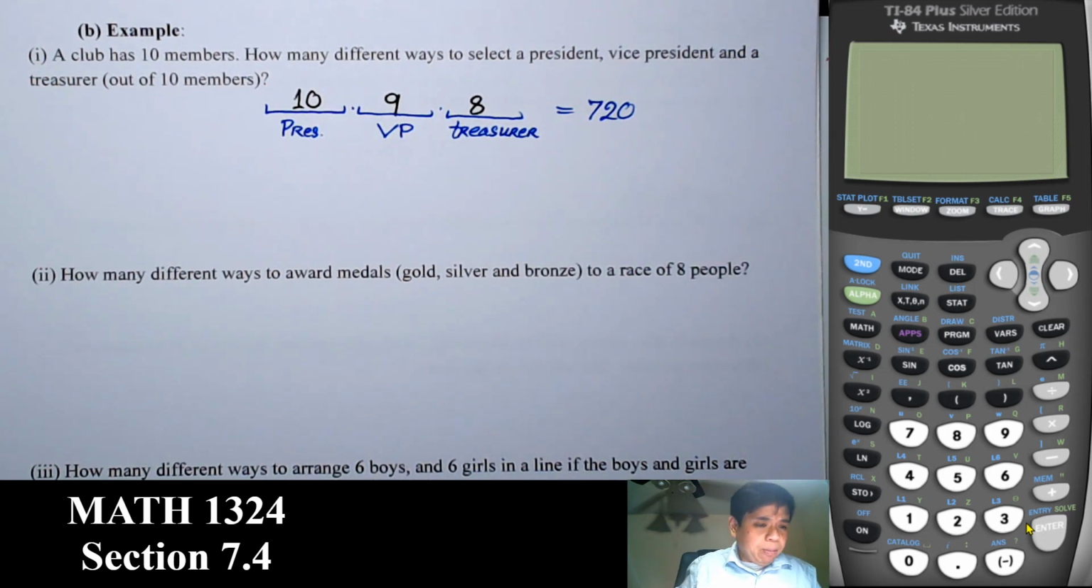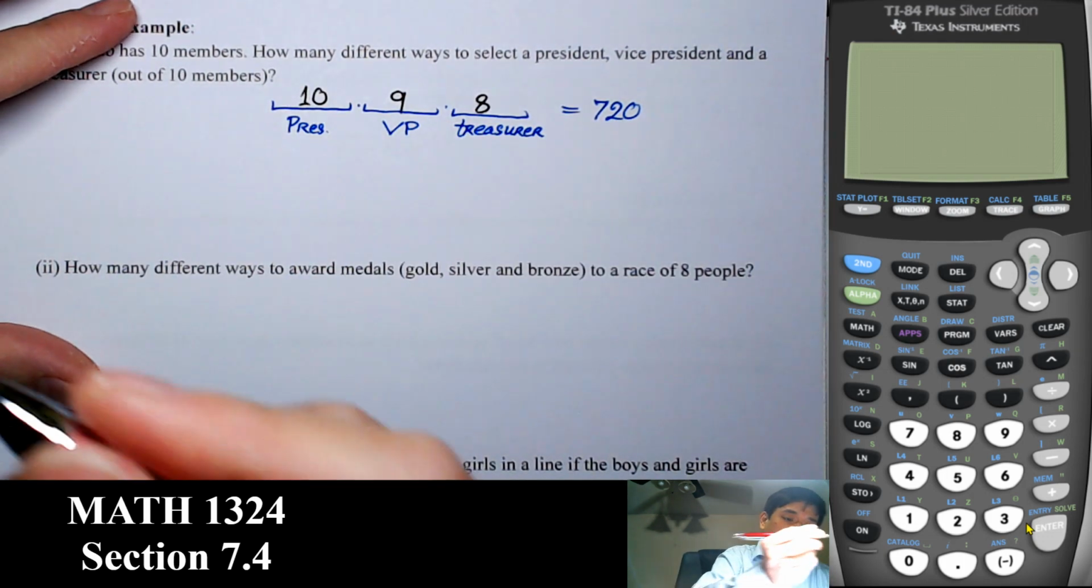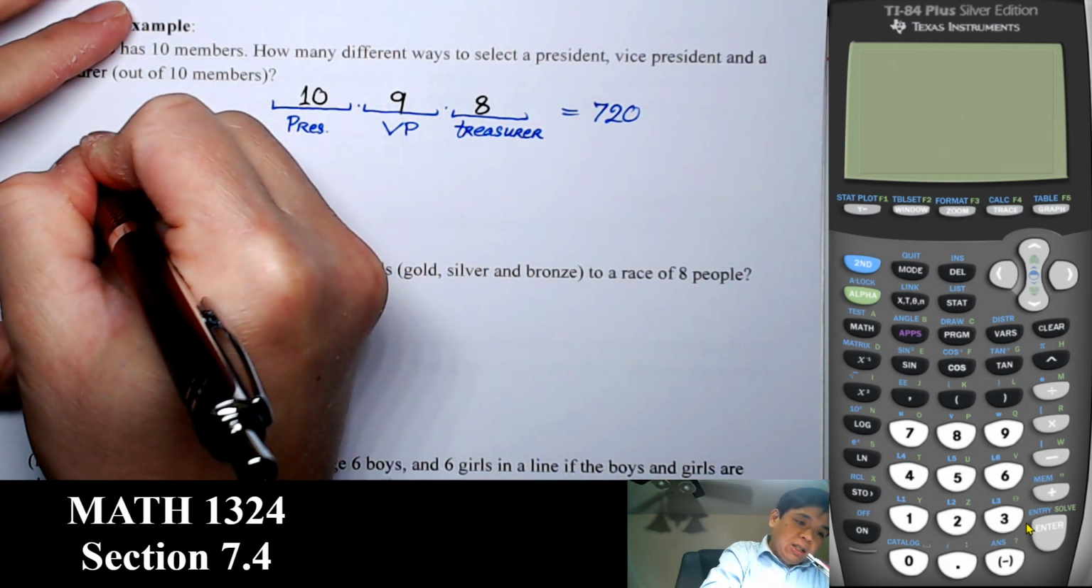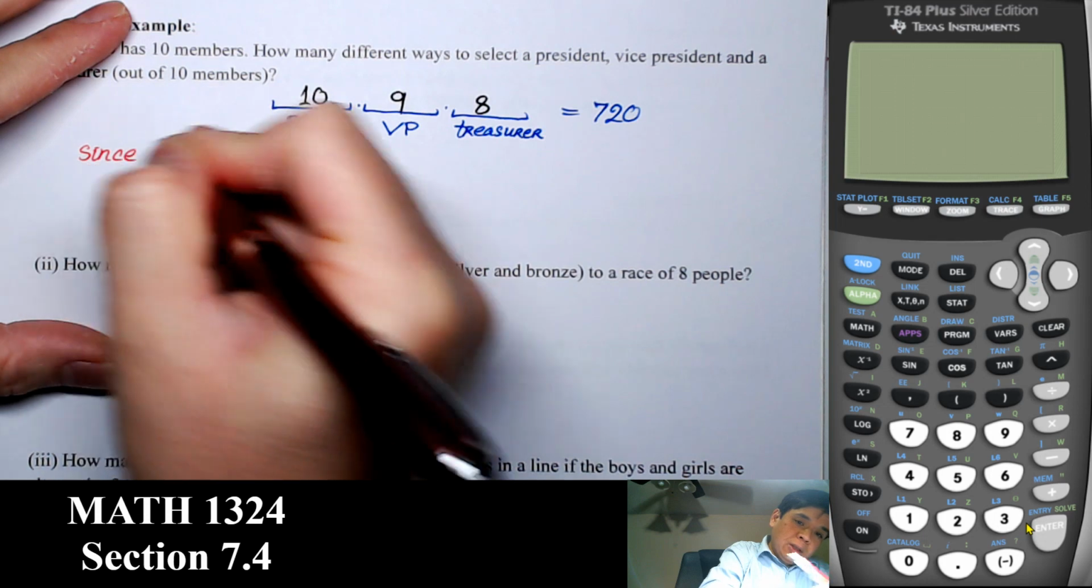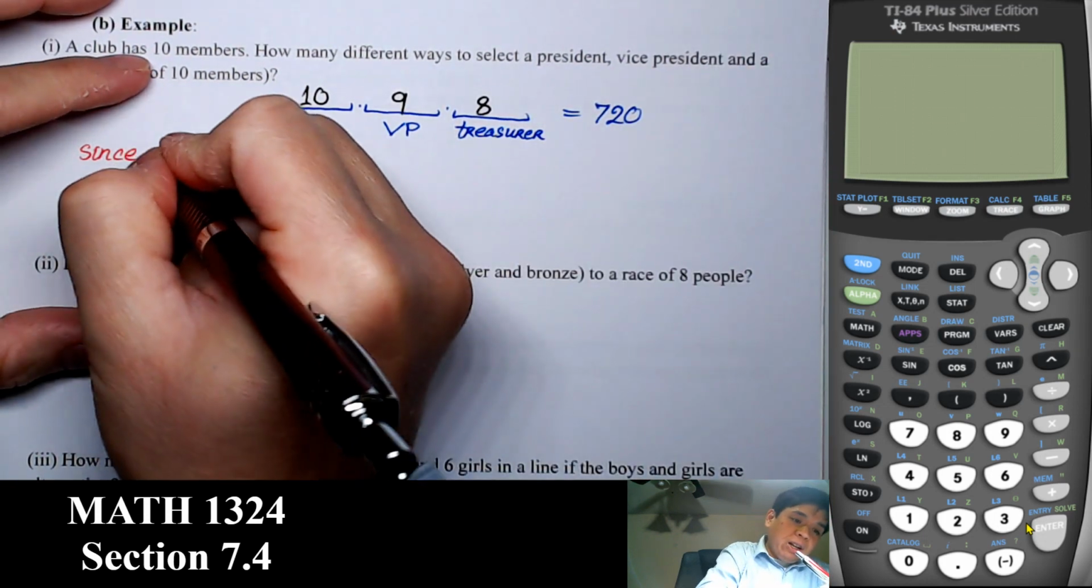Now, in terms of permutation, if we use permutation, this is what we write. Since the positions are important, the roles are different.